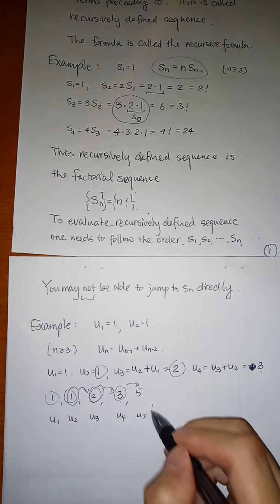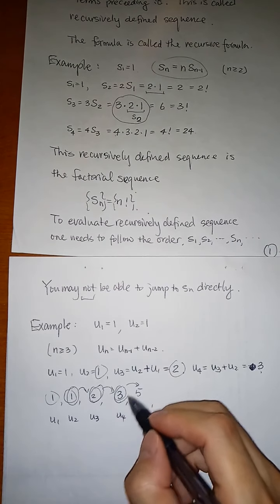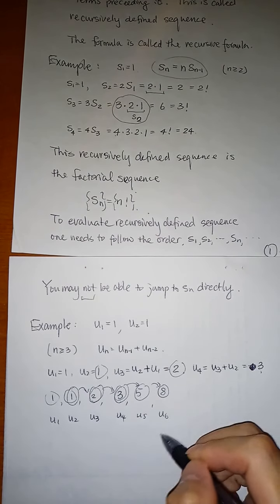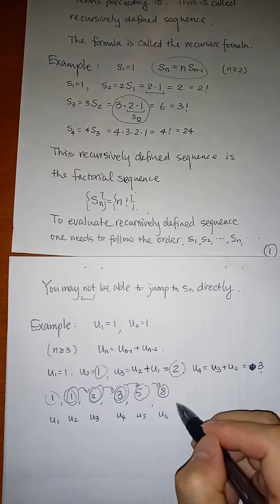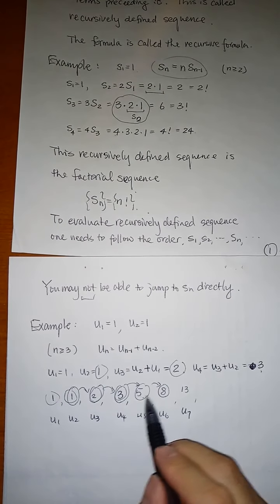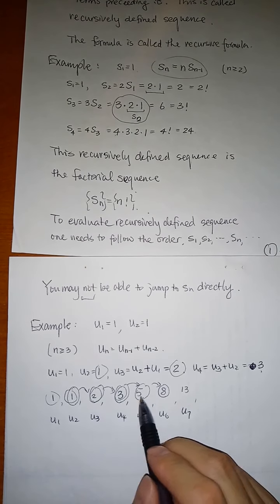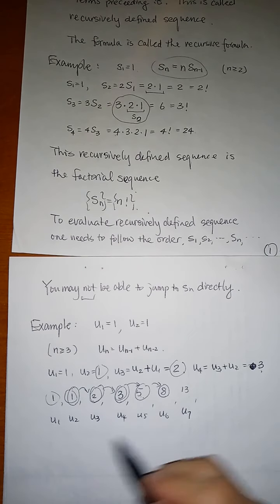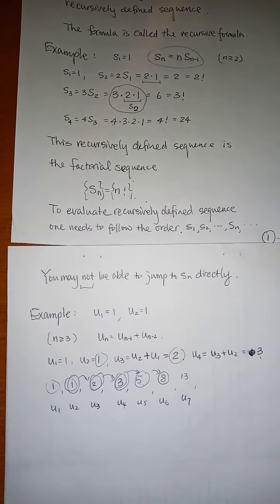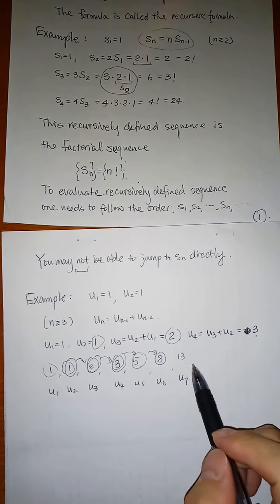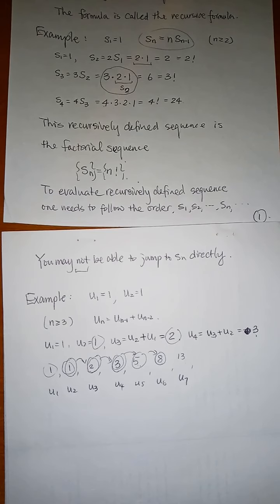This is U5. And let's continue the pattern. You get 3 plus 5, get 8. This is U6. And 5 plus 8, you get 13. This is U7. So every time you just add the 2 preceding numbers, or 2 preceding terms, you get your current term. Okay, so that's the way to determine the value in the corresponding position.